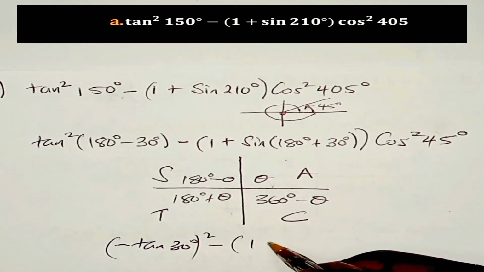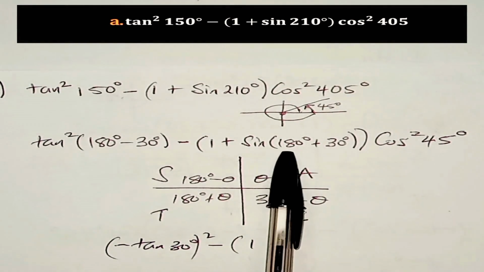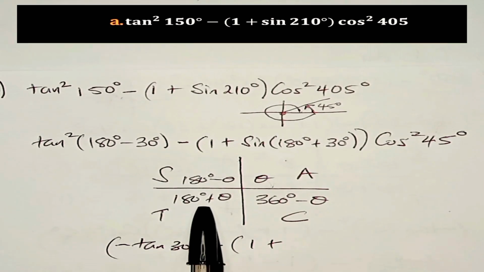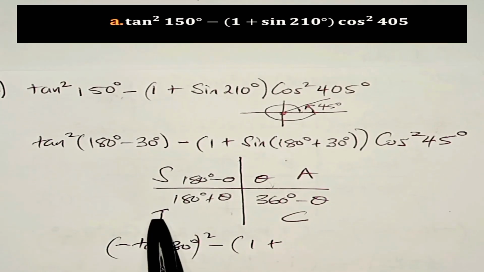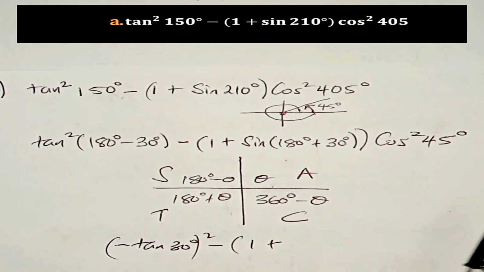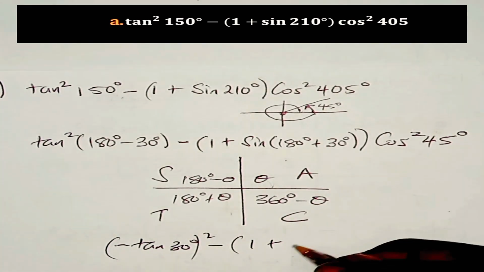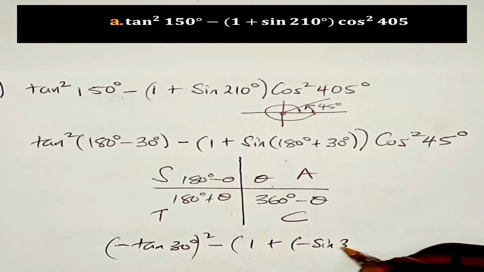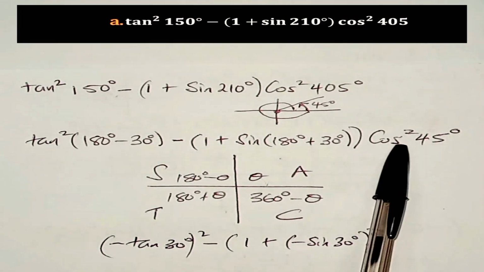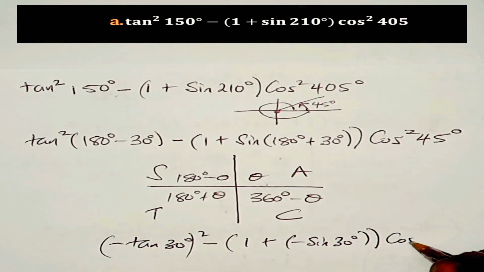Minus 1 plus sine of 180 degrees plus 30. We are in the third quadrant, and it is only tan which is positive in that quadrant. So sine of 180 plus 30 degrees is equal to minus sine 30, minus sine 30 degrees, like that. And we just write this as it is, cos squared 45 degrees.